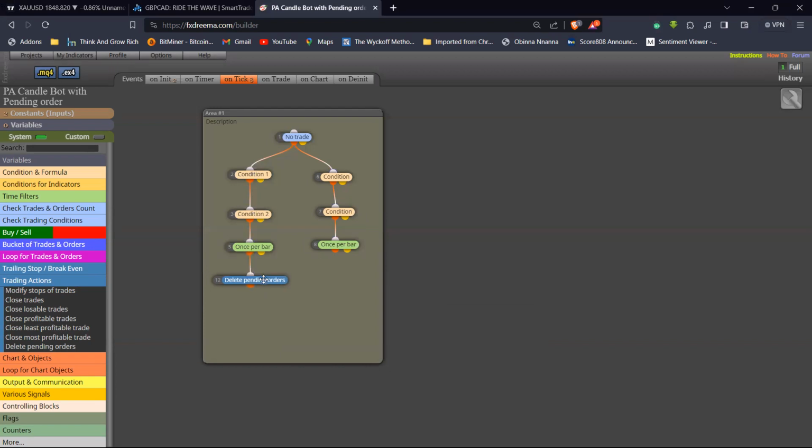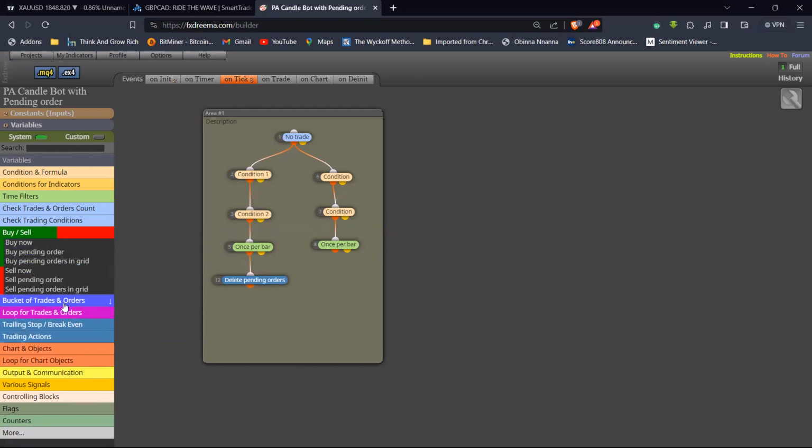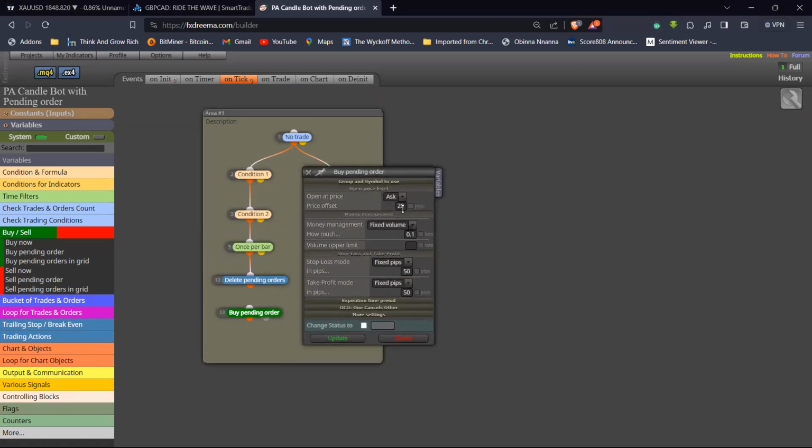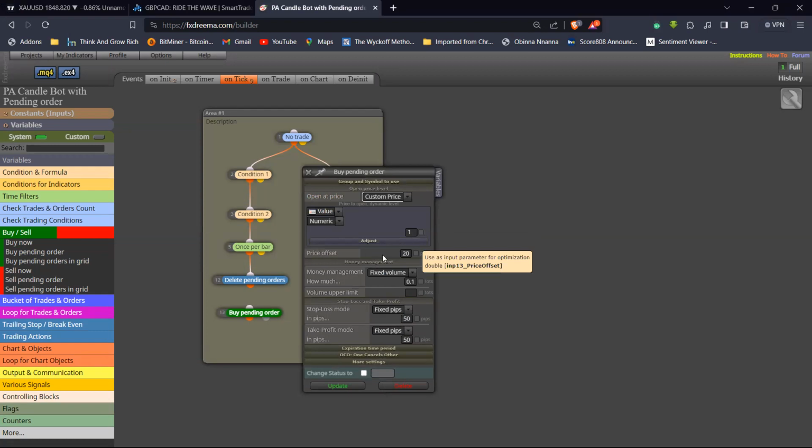And then what we're going to do is go to buy and select our buy pending order. So previously we used buy now, but now we're going to use buy pending order. Okay. So we'll drag this out and double click on it. And then we want to modify our parameters. Okay. So under open price, instead of using ask, we just select custom price.